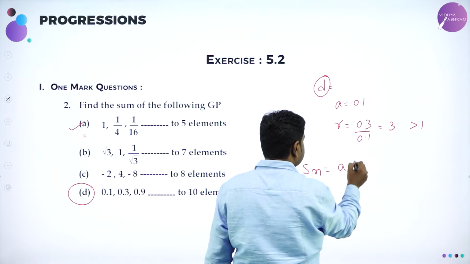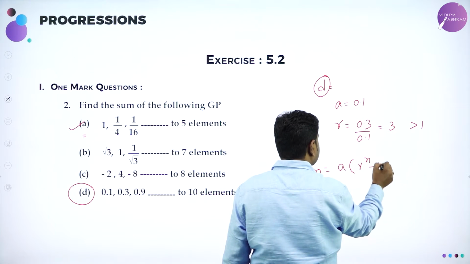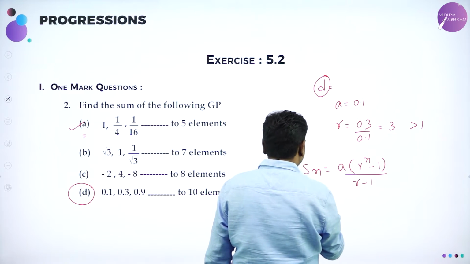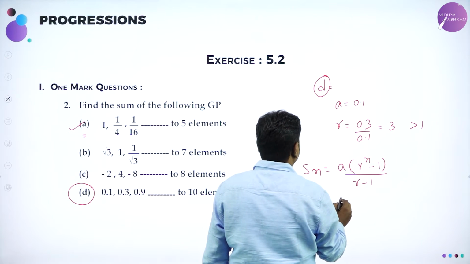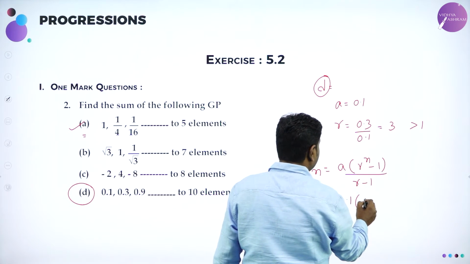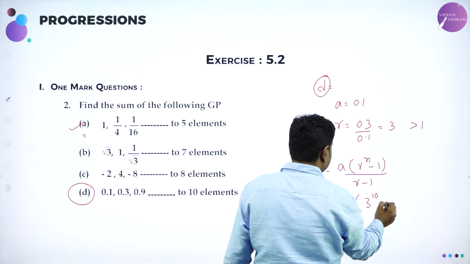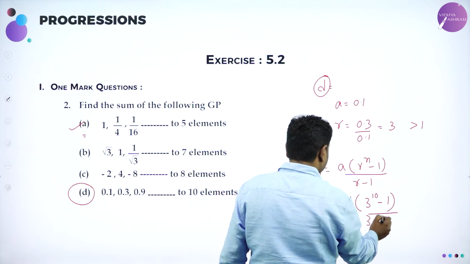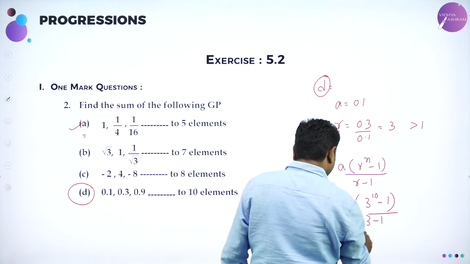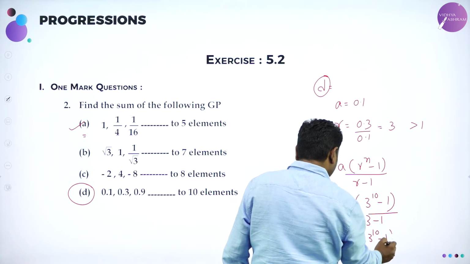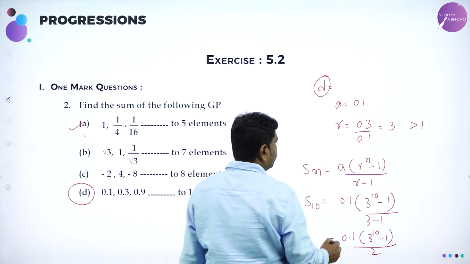The Sn formula changes: A into R power n minus 1 by R minus 1. So S, they want 10 terms. What is A? 0.1. What is R? 3. So 3 power 10 minus 1 divided by 3 minus 1. So 0.1 into 3 power 10 minus 1, divided by 2. So further simplify.